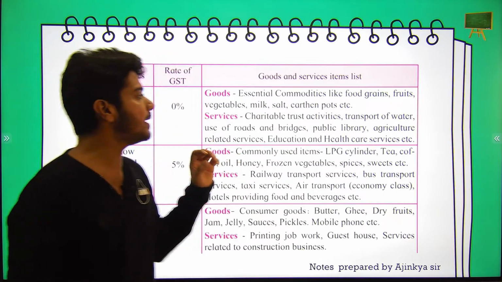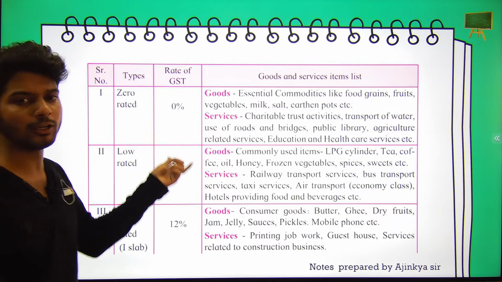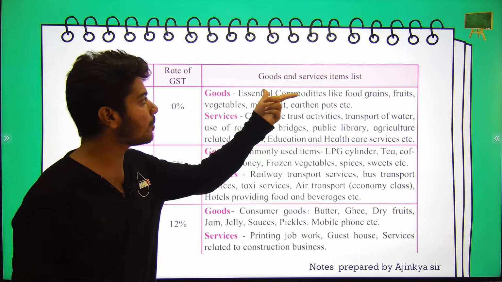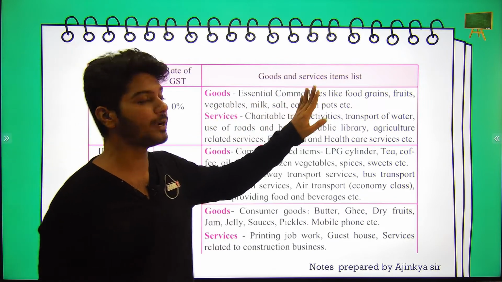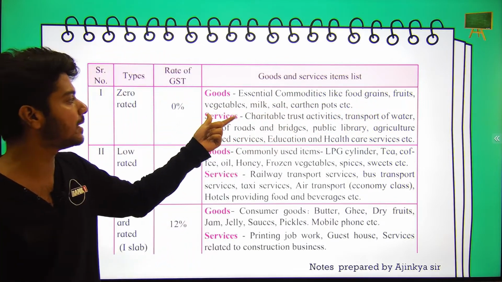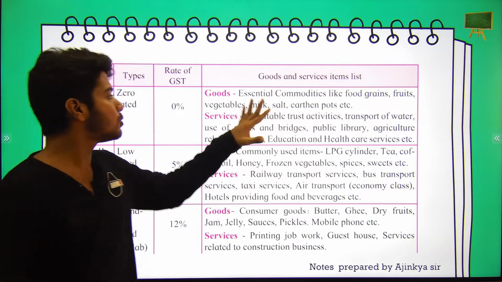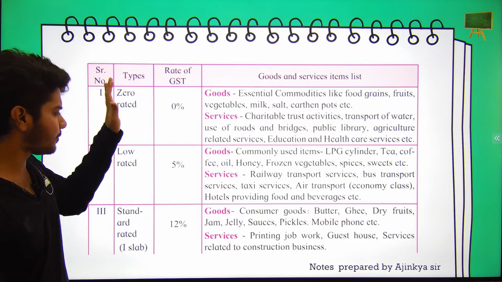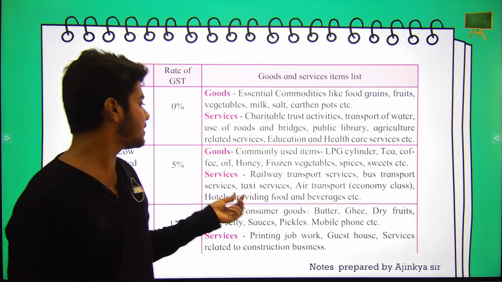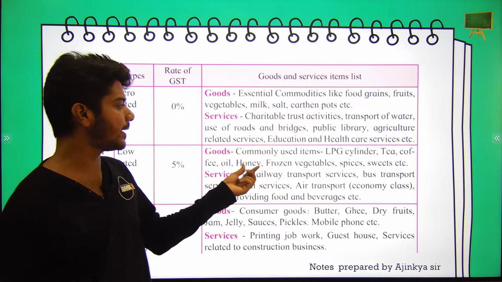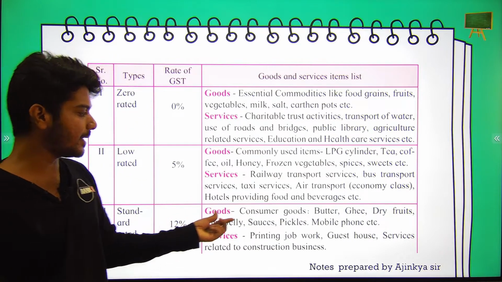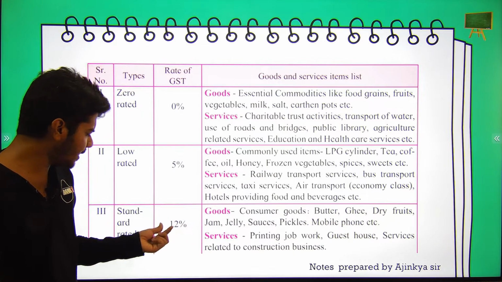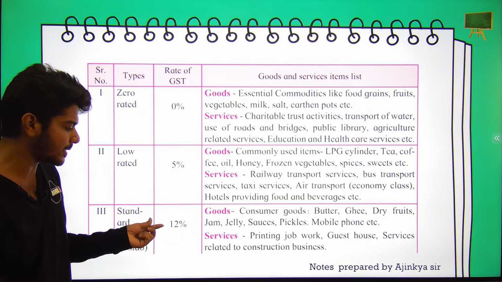This is the table which tells you about the rate of GST. How much is the rate for which quantity? Let's talk about goods and services like essential commodities, food grains, fruits, vegetables, milk, salt, earthen pots. These have 0% GST. These are various categories. This carries a 5% rate, and 12% is covered under butter, ghee, dry fruits. This is how the GST rates are calculated.